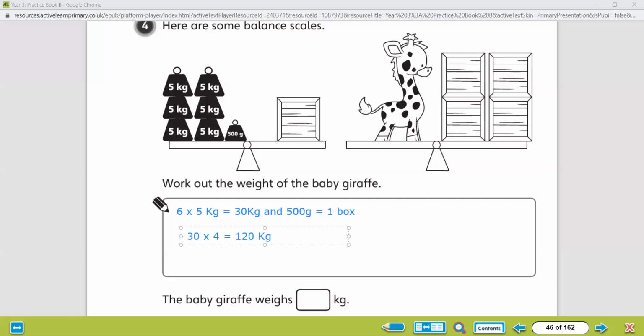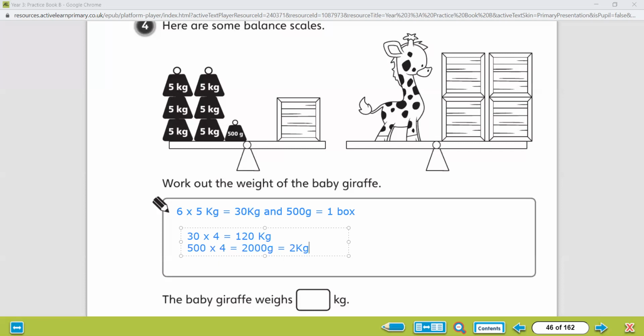Okay. But I've also got this 500 grams here. So I've got to do 500 times 4 equals. Now I know that 4 times 5 is 20, but my answer's got to be 100 times bigger than that. So my answer's got to be 2,000 grams. And I know that 2,000 grams is exactly the same as 2 kilograms because there's 1,000 grams in a kilogram.